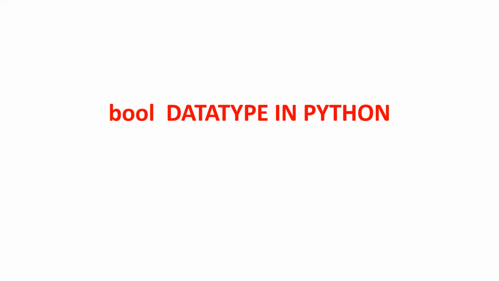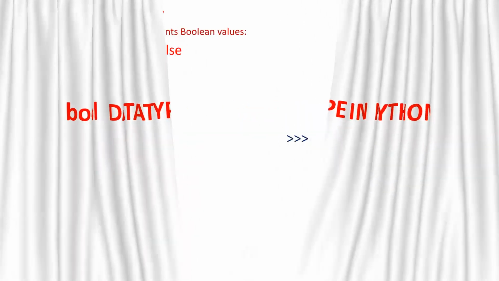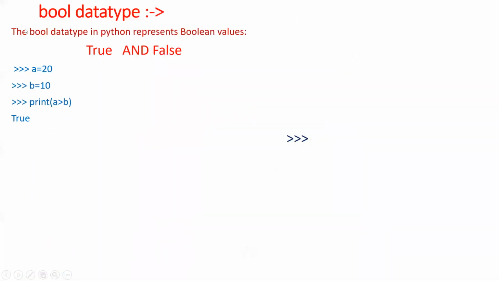So, I still remember, we were discussing the bool data type in Python. The bool data type in Python represents Boolean values. It has only two values, True and False. And you should also remember it has corresponding integer data, that is 1 and 0. These are keywords, but the actual integer values are 1 and 0. Once again, I have two variables: a equals 20, b equals 10.